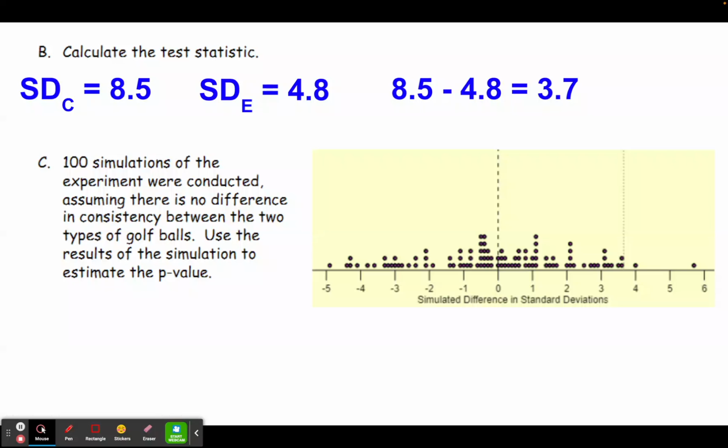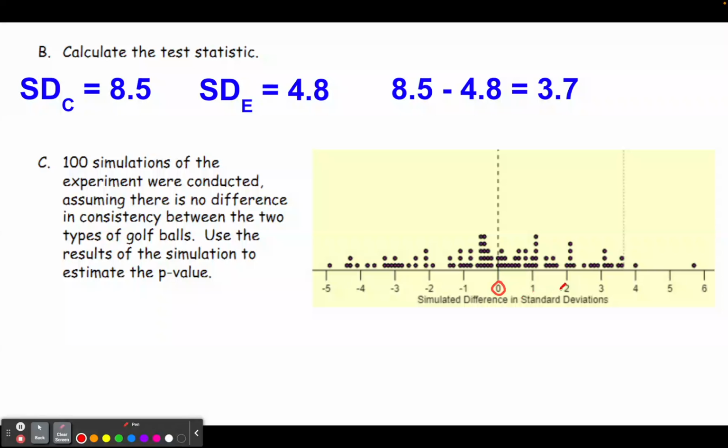Now, in your notes, you're provided with a dot plot, which shows 100 results from 100 simulations, if the experiment were conducted assuming that there is no difference in the consistency of the golf balls. And again, remember, no difference in consistency means that the difference would be 0. So this point right here represents that the golf balls are equal in consistency. And then we have some where we have a negative difference, which would actually mean that the cheap balls are more consistent than the expensive golf balls.